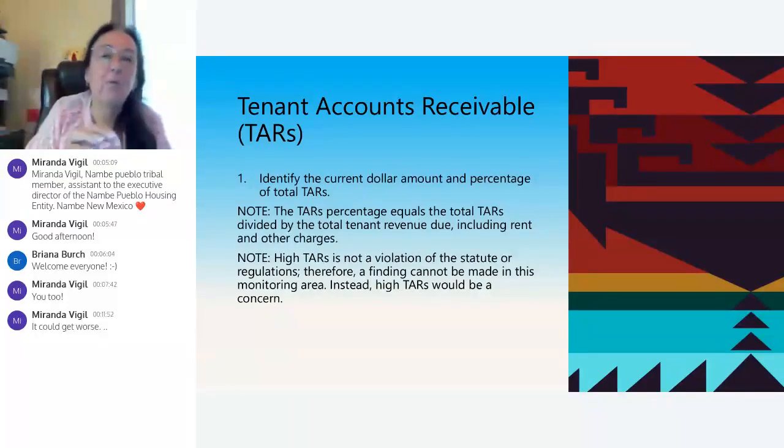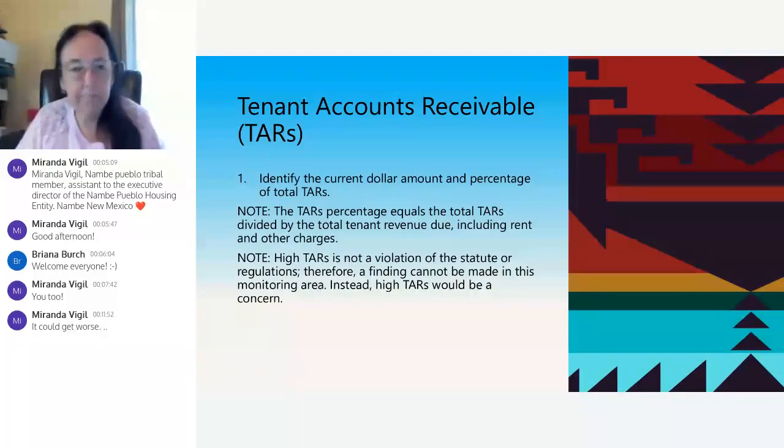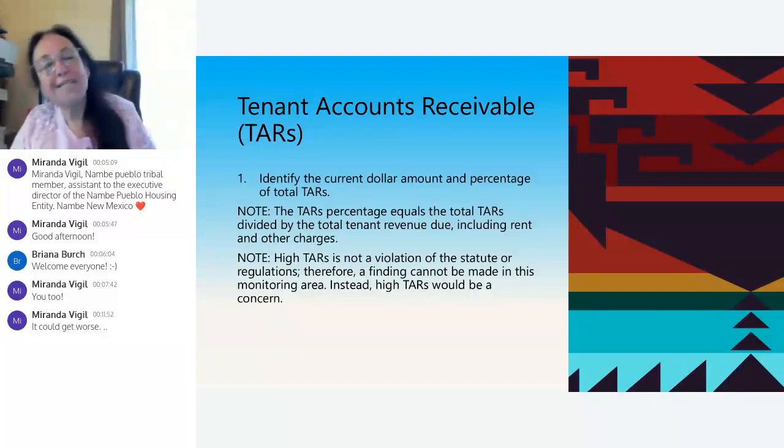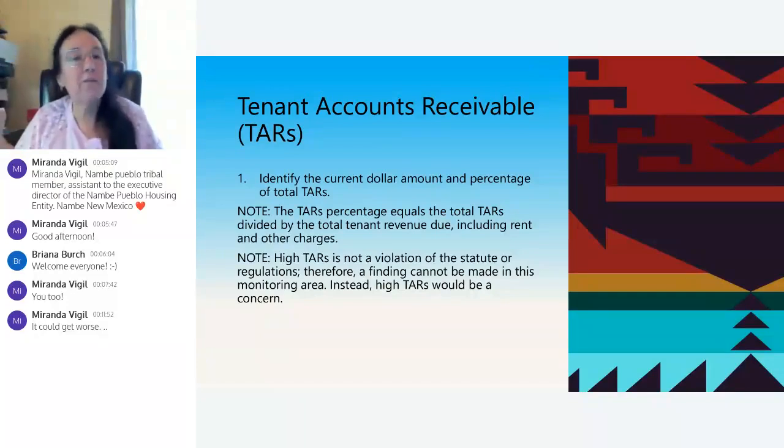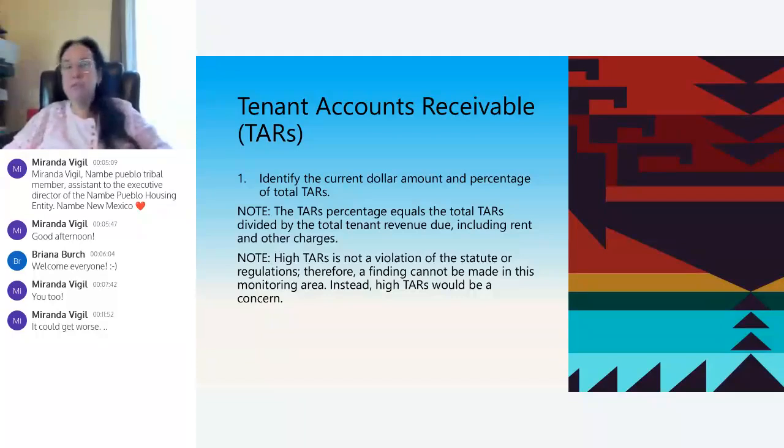They're going to look at what they call your tenant account receivables. That's called a TAR, the abbreviation. They're going to identify the current dollar amount and percentage of total TARs. That's something you guys need to be tracking. This is really important. When HUD comes in, they do their monitoring and they will give findings, and they will also issue concerns. There are some things they can't issue a finding over, but they can issue a concern, and you still have to answer the concern. So it's just as good as a finding in my mind, or just as bad, you would say.